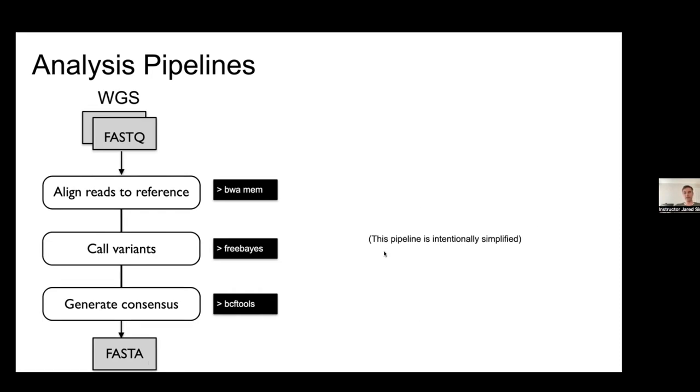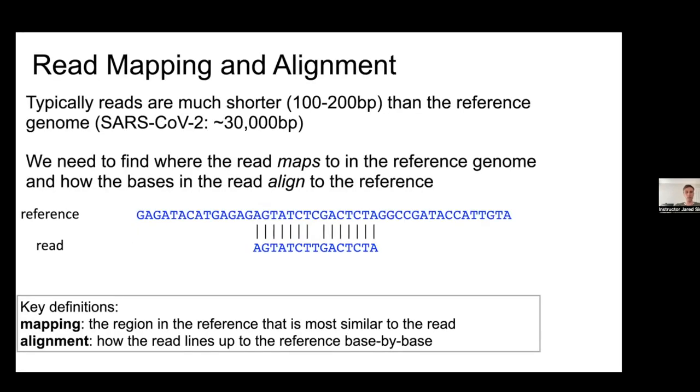Now, I've intentionally simplified this pipeline. There are a lot of quality control steps, things like trimming adapters and filtering variants, that I'm not going to talk about in detail, but these are really the three key steps that I want to emphasize today. So let's talk about these steps in detail.